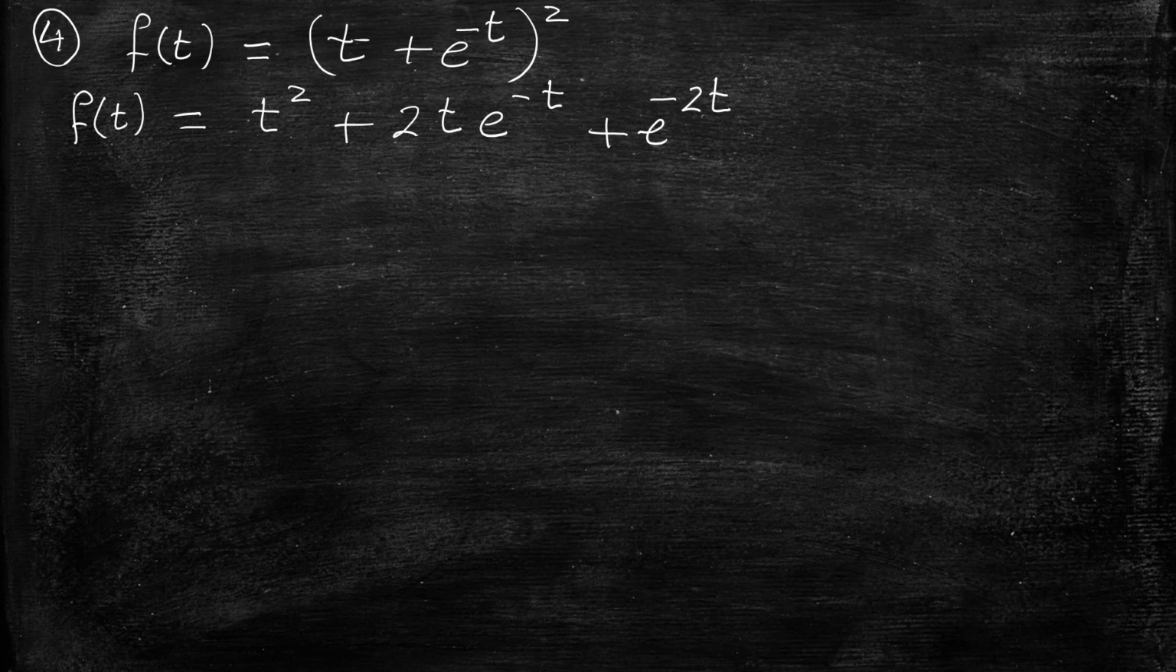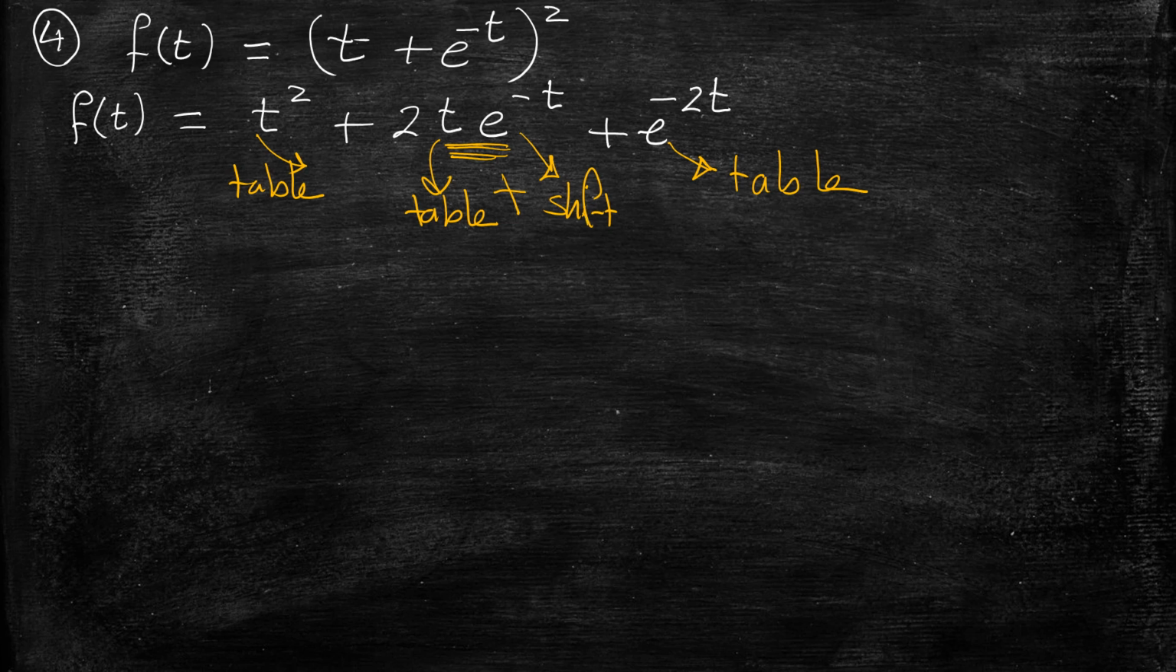Each one of them, for solving, let's check. This one is very easy. This is from the table. And this one, as we just discussed, we can get t from the table. And then this exponential will do the shift for the s function. So let's write this down.